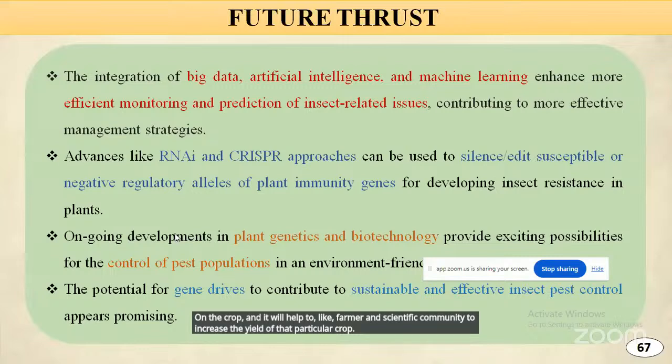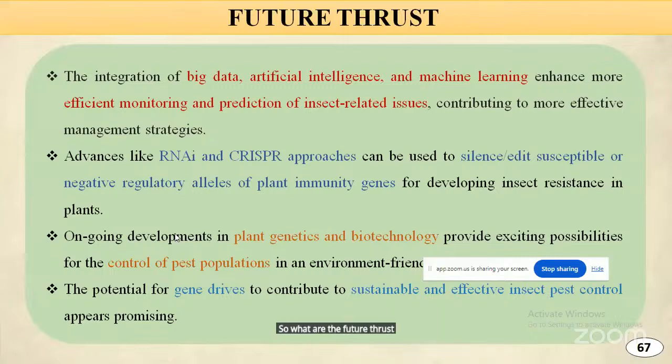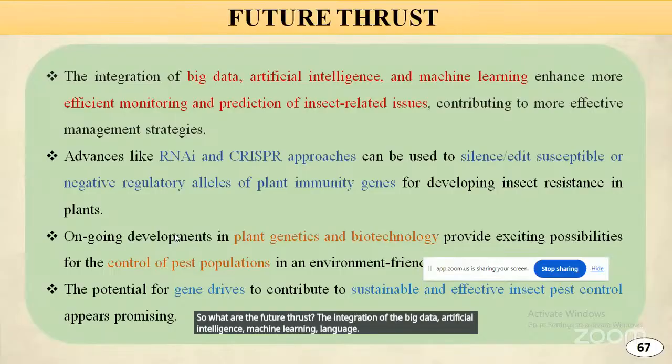So what are the future thrusts? The integration of big data, artificial intelligence, and machine learning enhances more efficient monitoring and predicting of insect related issues, contributing to more effective management strategy.